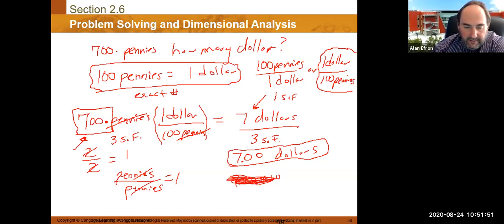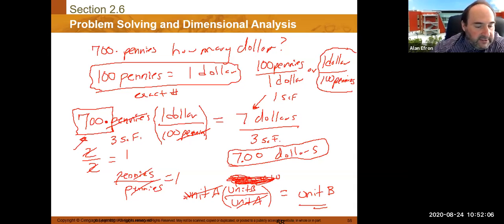The idea here is you start with unit A and end up with unit B. Again, this is why units are really important when you're doing these calculations. So you can see the units, you can see which ones cancel, you can see which ones do not cancel. All right.